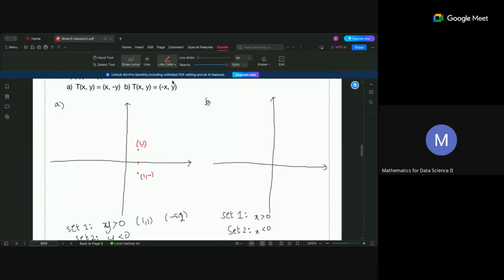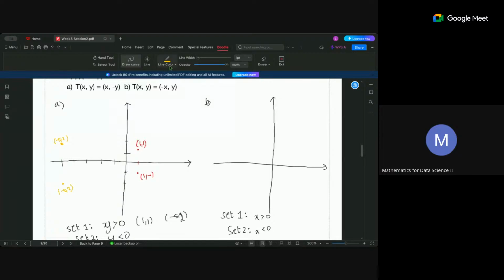Now what about some other points? So for example minus 5 comma 2. So 1 2 3 4 5 and 2 here. So you have minus 5 comma 2 somewhere here. Okay, so what is the image? Minus 5 comma minus 2, right? So it is here.